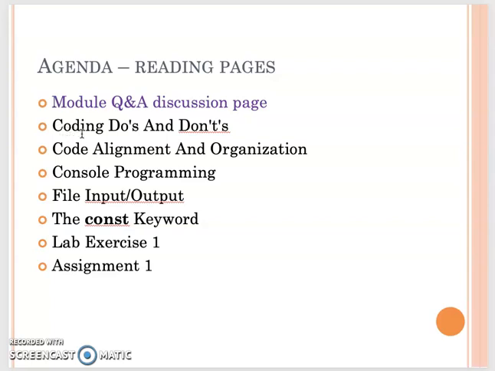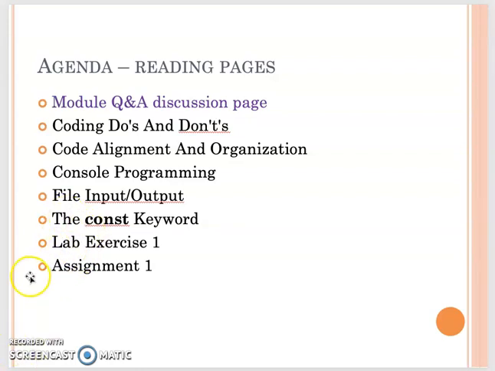The first one we talk about is what you should and shouldn't do in coding, and also about code alignment and organization. Then we have console programming to review your file input and output. The last one we talk about is COMSC keywords. I will use 2 recorded lecture videos to talk about those pages. But some information is pretty straightforward, so I will just leave it for you to read yourself. In the video, I only focus on something I want you to pay attention to.